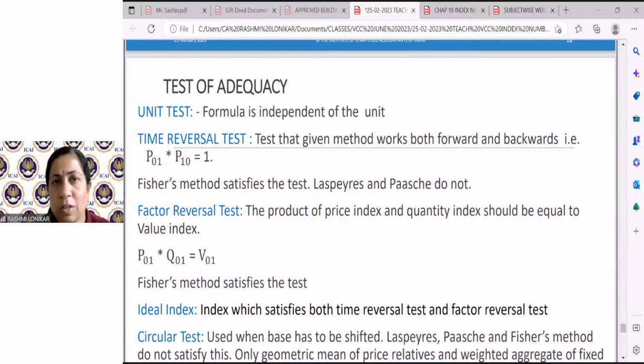Unit test, as the name suggests, means that my index number should be independent of the unit. Time reversal test is saying that the method should work both forward and backward. So suppose I have a 100 rupees thing costing 250. If I do the reverse calculation, the 250 should give me the base price of 100. Okay, this is the meaning. So P01 into P10 is equal to 1. Okay. So which of them satisfies this? Okay, this is a very popular theory question.